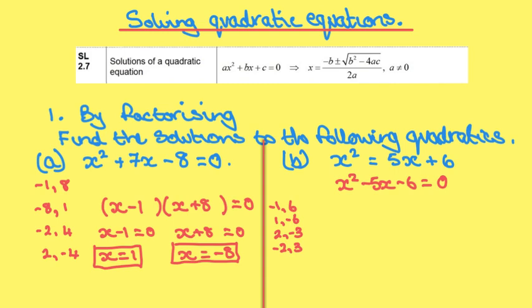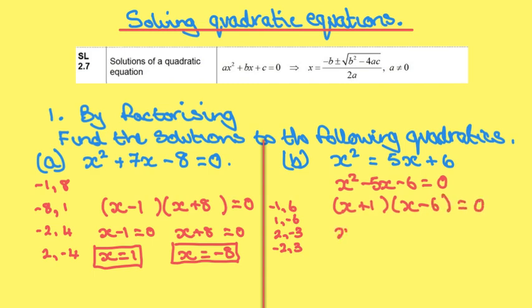Now look at our coefficient for x, and we want them to add up to make minus 5. So looking at our factor pairs, minus 1 plus 6 is 5. 1 minus 6 is minus 5. So those are the factor pairs that we will use. Now put them into our brackets. So we get x plus 1, x minus 6 equals 0.